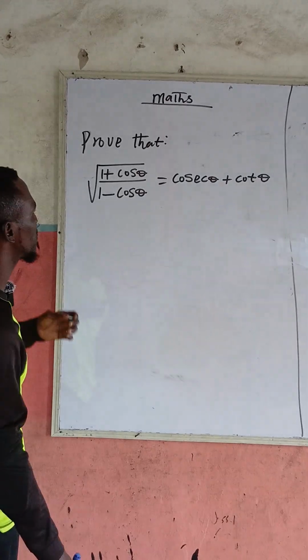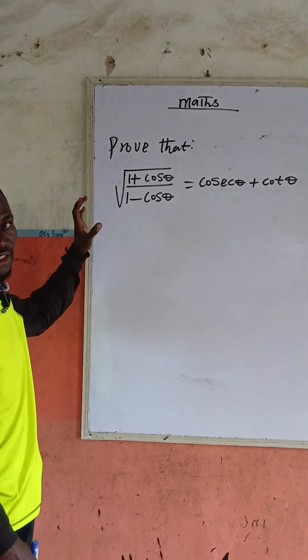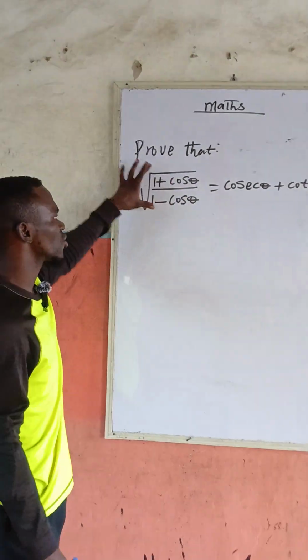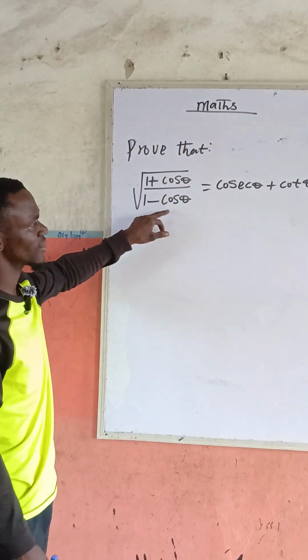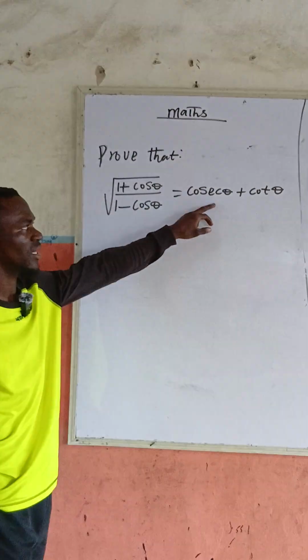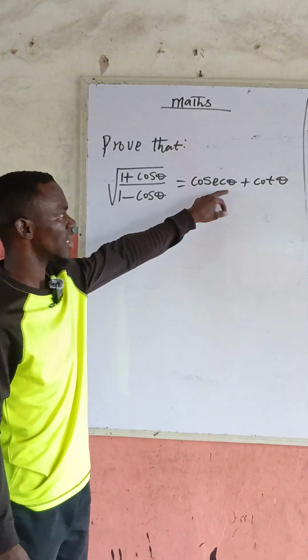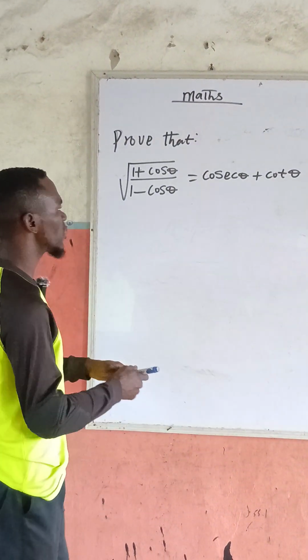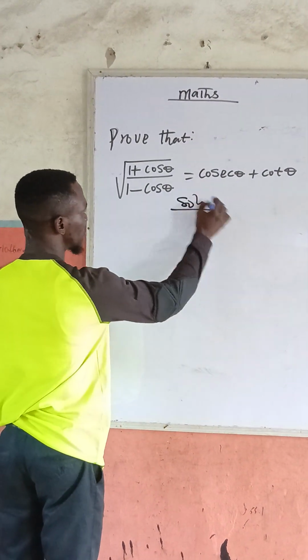Okay, my fans, we have a question here. It's under trigonometry ratio. We have to prove that the square root of (1 plus cos theta) over (1 minus cos theta) is equal to cos square theta times (cosec theta plus cot theta). So let's, without wasting much of our time, solve it this way.